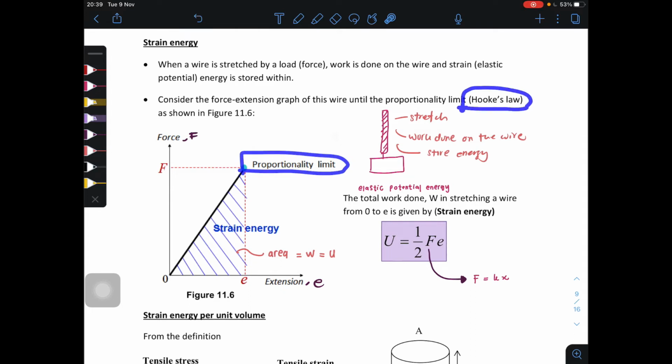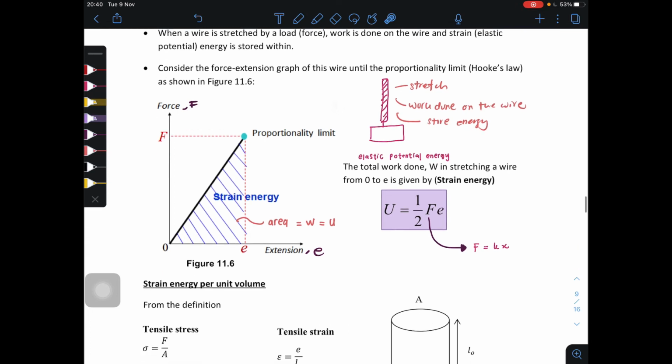Okay, apa maksud proportionality limit dekat sini? Maksudnya apabila kita stretch wire tu, dia boleh kembali ke bentuk asal. Okay, so from the graph here, of the force against extension, the area under the graph here is actually equal to the work done, which is also equal to the energy, because we learned before that work done is a transfer of energy. So benda yang sama lah.